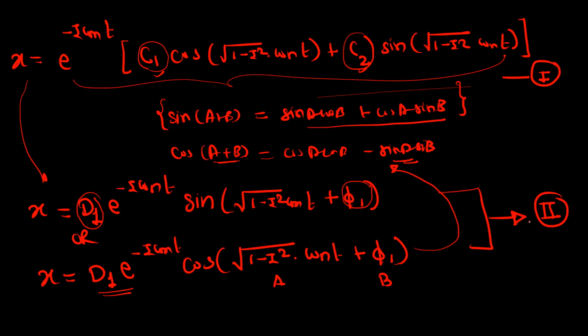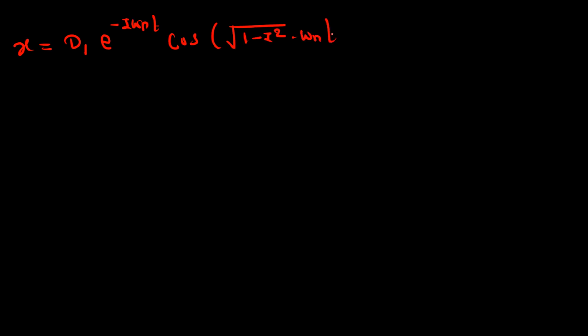So for the next calculation, that is to get the exact solution, I will take this equation as a general equation. So x is equal to constant D1 e raised to minus zeta omega n t cos of square root 1 minus zeta square into omega n t plus phi 1. So this is the general equation for an underdamped system.